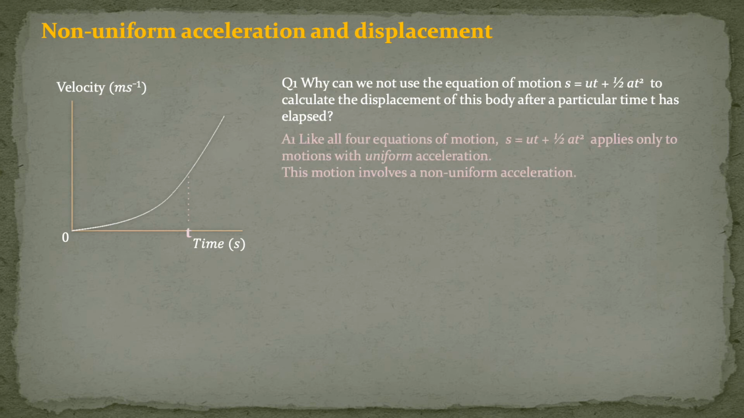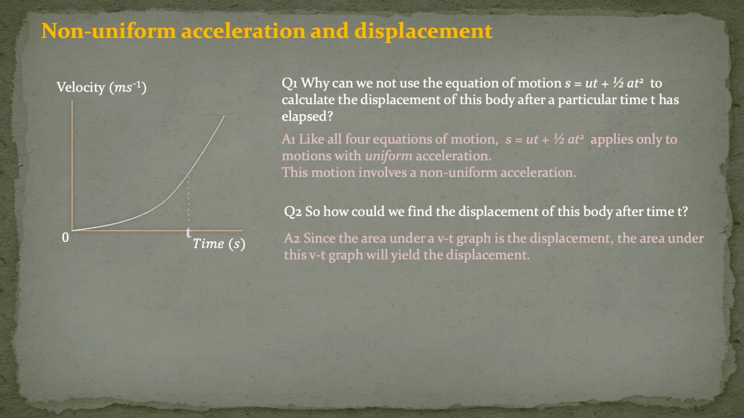Well, the answer is that all 4 equations of motion, including s is ut plus half at squared, apply only to motions with uniform acceleration. So this motion is a non-uniform acceleration, so we can't apply the equations of motion. That begs the question then, how do we find the displacement of this body after time t? Well, we know that the area under a vt graph is displacement. So the area under this vt graph will also yield displacement.